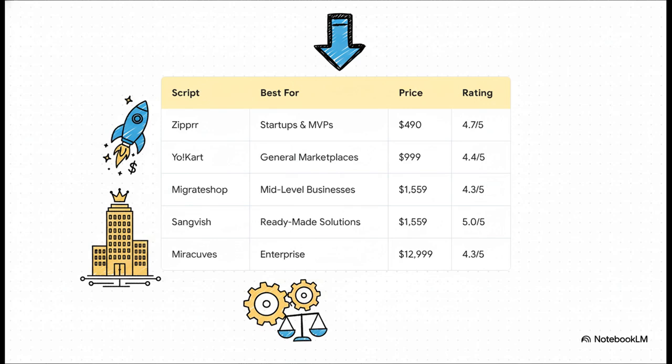Okay, here it is, all laid out side by side. You can see Zipper is aimed squarely at startups. Then you've got Yokart, Migrashop, and Sangvish hanging out in that mid-tier, which is great for growing businesses. And of course, Miracubes is playing in its own sandbox at the enterprise level. But you know what? The most important thing on this whole chart is that best 4 column. That right there is your clearest guide to finding your match.